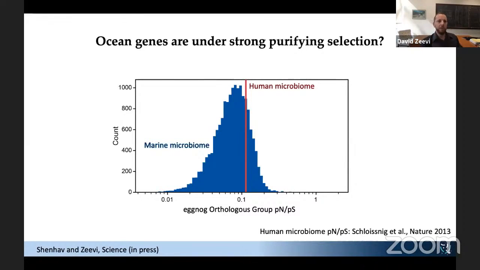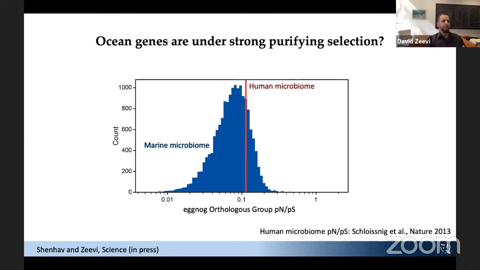And this was true even when comparing the marine microbiome samples that we had to human microbiome samples from a 2013 Nature study. And basically, that surprised us. And we wanted to understand, why is there such strong purifying selection across marine microbes? And this is the first rabbit hole that we went into.